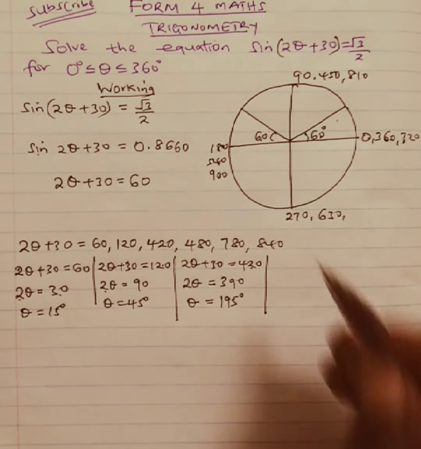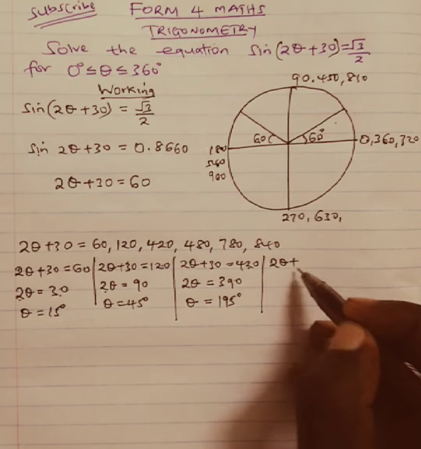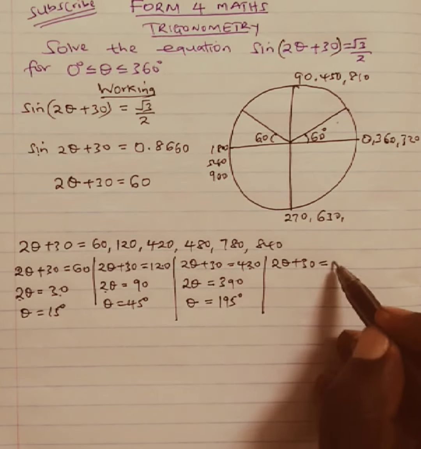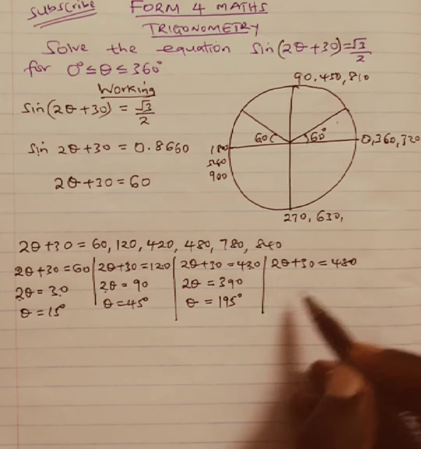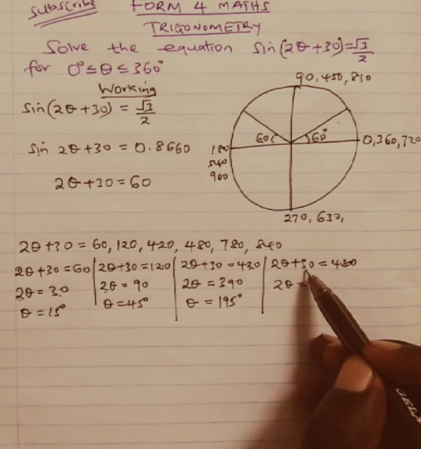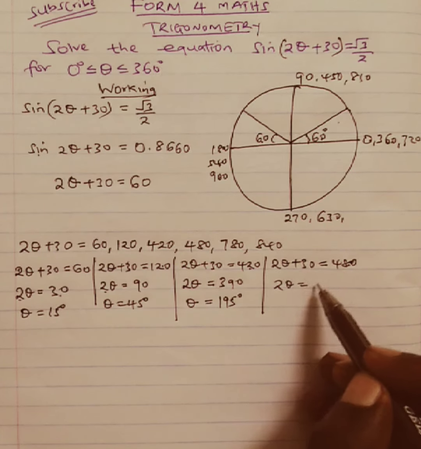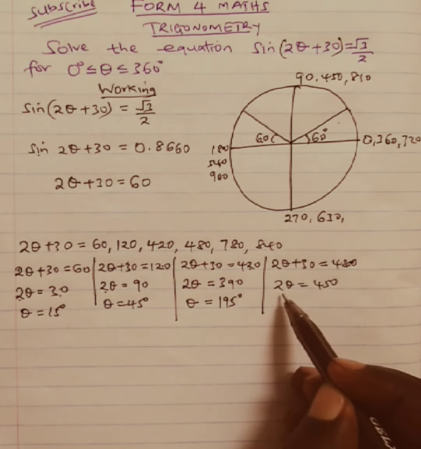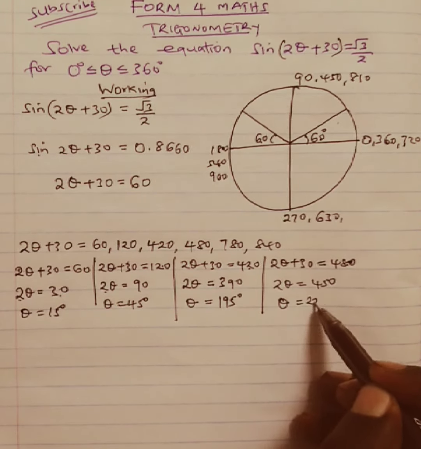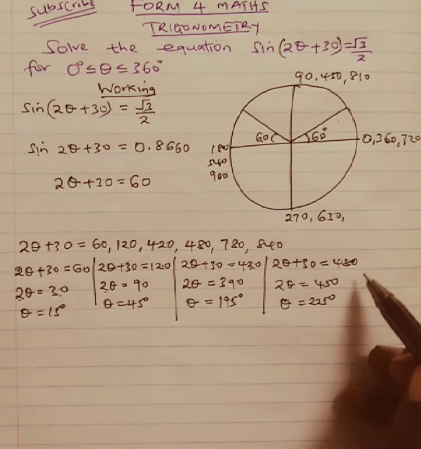Next, we have twice theta plus 30, and this is equal to the next angle, which is 480. So twice theta is equal to 480 minus 30, which gives us 450. If you divide by 2 on both sides, theta is equal to 225 degrees.